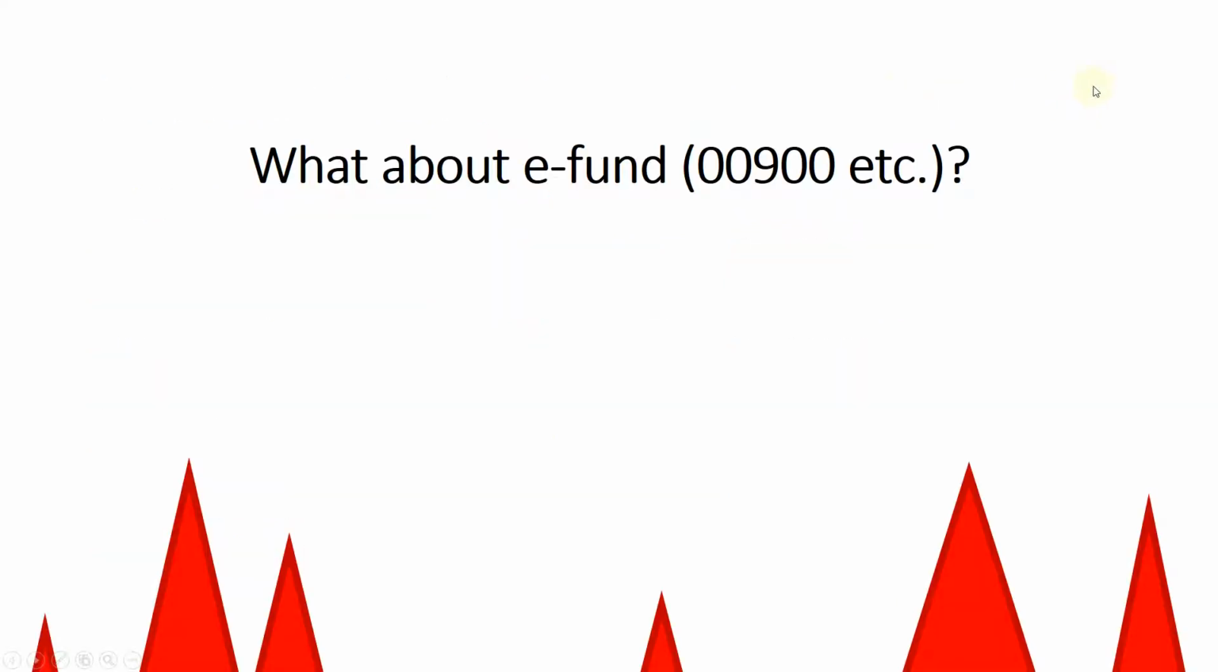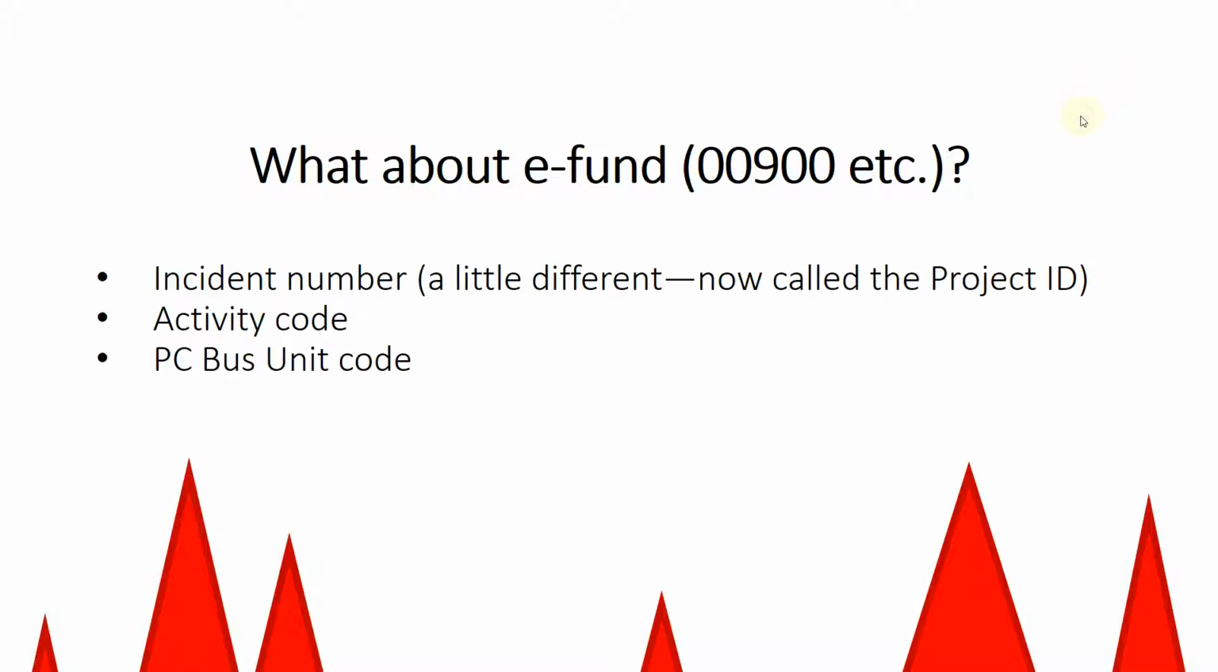For 0900 purchases, there's some extra coding, just like there has always been. In the past, that just meant adding the incident number to your purchase documents. For Fiscal, you'll add a slightly different incident number, now called the project ID, an activity code, and a PC business unit code.